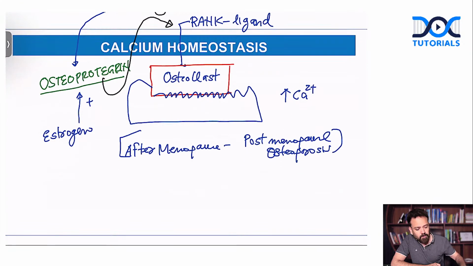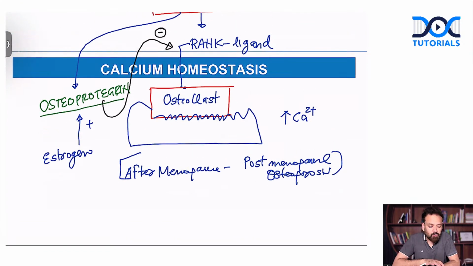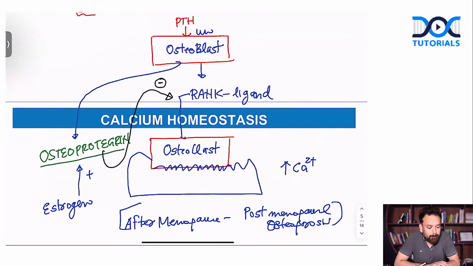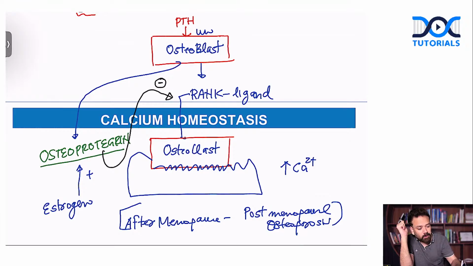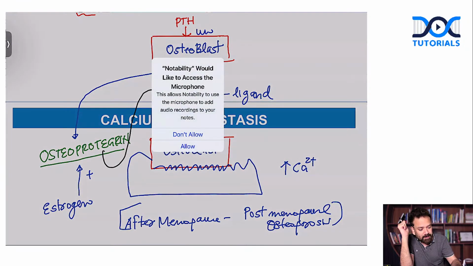Post-menopausal osteoporosis. Okay, so if you understand this flow chart, you can beautifully write in your exam that number one step is that parathormone is acting on osteoblast cell of the bone because the receptor is on osteoblast. Number two, it will generate RANK ligand. It is going to generate whom? RANK ligand.